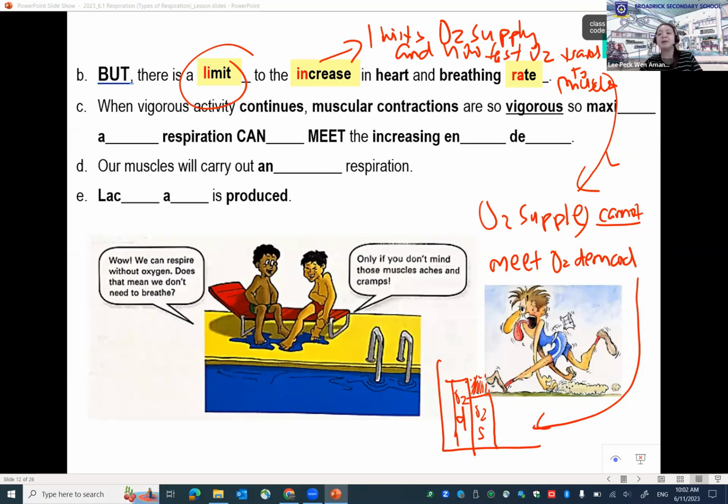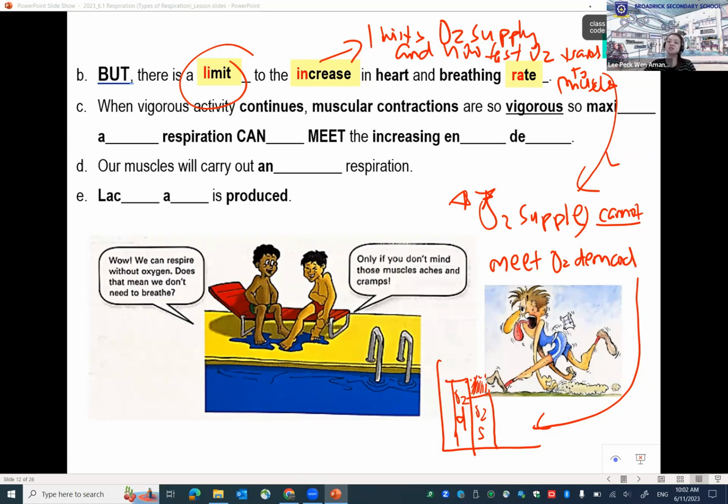Because why? My heartbeat will never be able to keep on increasing. My breathing rate will also never keep on increasing. So therefore, my oxygen supply will never meet the demand. It will never be equal to the demand. Okay, this is a very important point that you must take note of. So again, if you need to stop the video, please do and go back.